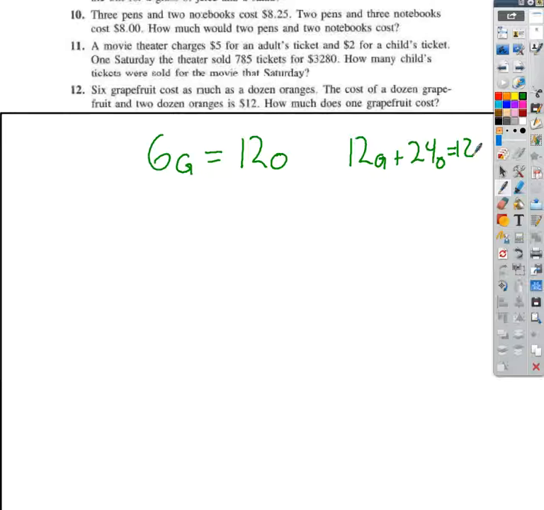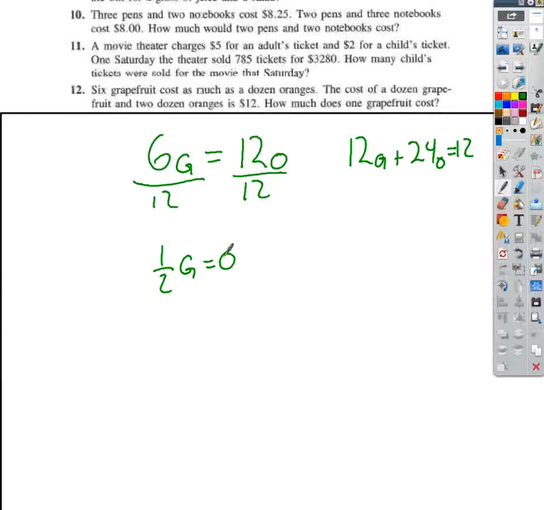Well, I want to know how much a grapefruit costs. I don't particularly care how much an orange costs, right? So it would make more sense to isolate the O, figure out what 1 orange is worth in terms of grapefruit, because then I can use substitution and just find out how much 1 grapefruit is, because I don't care about the oranges. So I want to get this O by itself. So divide by 12, and I get 1/2 of a grapefruit is equal to an orange.